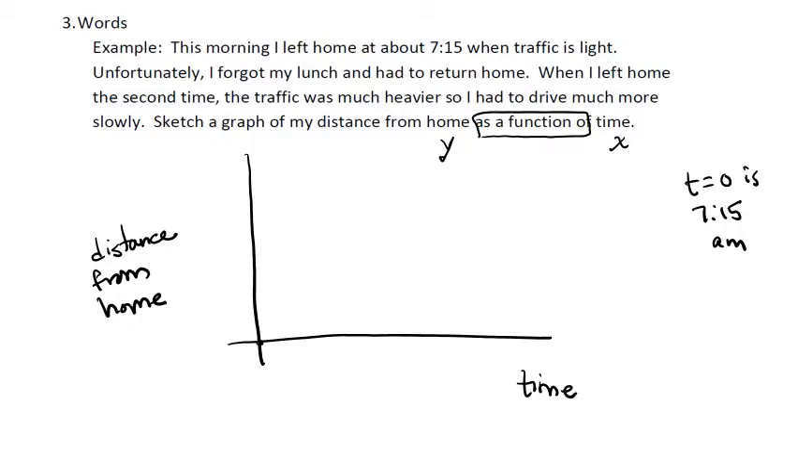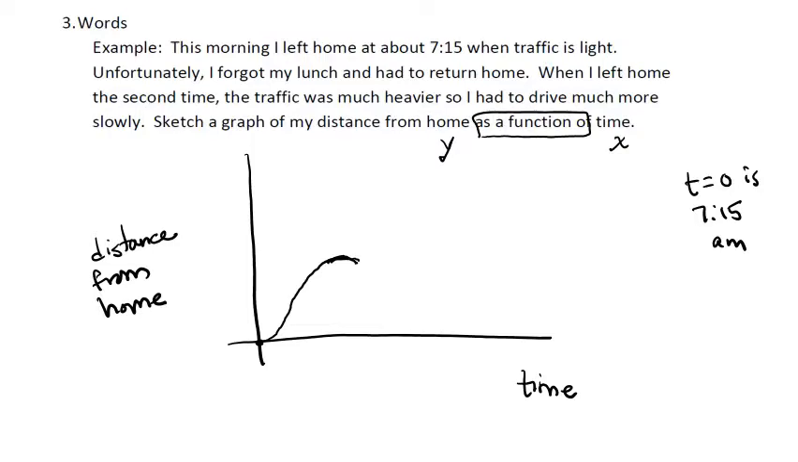I start at home at time 0, and then according to the way this reads, I'm moving along pretty quickly. So I don't just start out going the same speed. I start out slowly, and then I have to speed up. Then I realize, oh no, I've forgotten my lunch. So this is me turning around. I'm pausing here. The distance from home is not changing over time.